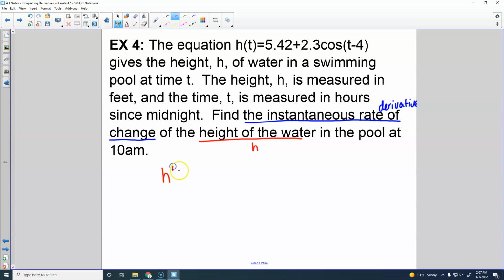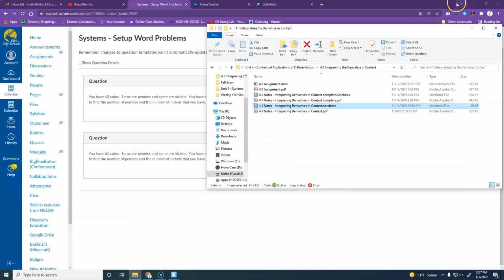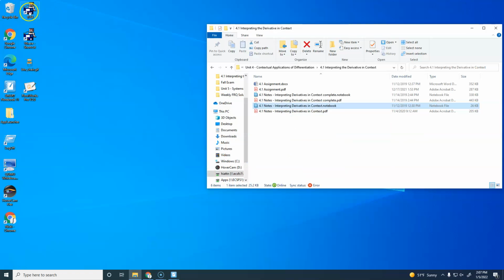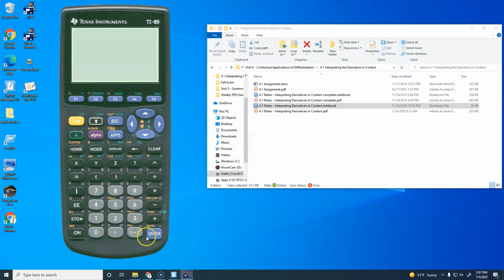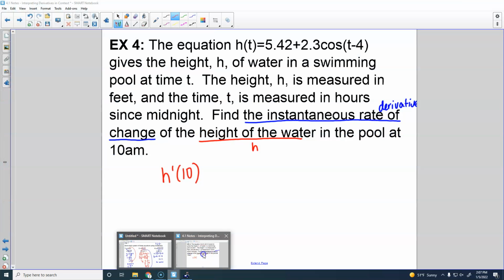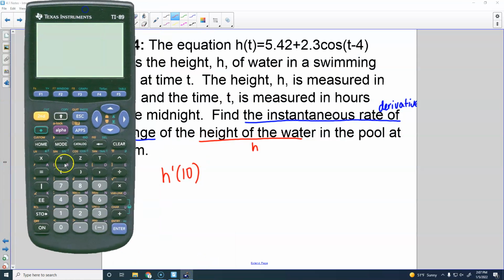So what it's asking us to find is h prime of 10, which I believe would be a calculator active problem. It would either be calculator active or they would leave the answer as cosine of 6. Now, this is a fairly simple derivative to take by hand, but since we can use the calculator, I am going to put this equation into y equals.